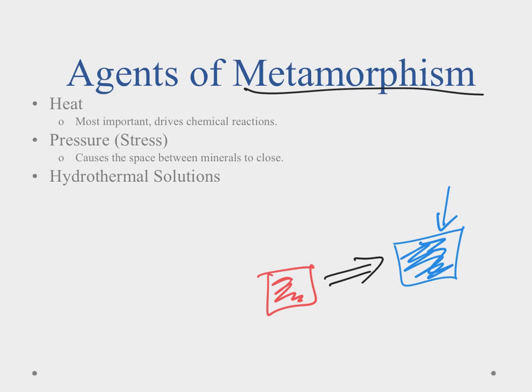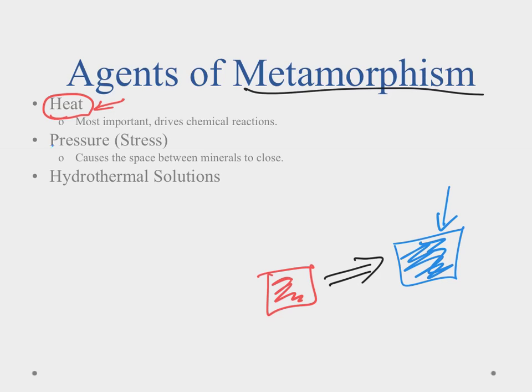So what causes these things? Well, the first one's going to be heat. Heat is most important. It's going to drive the chemical reactions. As we heat this rock up, the particles are going to move faster, and that's going to allow them to interact and cause these chemical reactions to form this new metamorphic rock. So heat's going to cause the reactions.